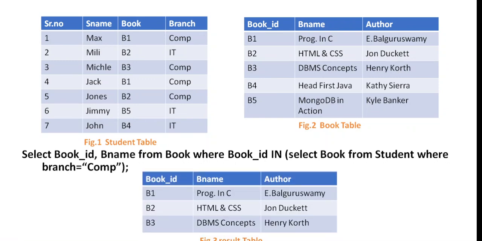Okay, so you will get this output, that is book ID B1, B2, B3, and the names of books. This will be your output, and the author names. So this is how a nested query works, and these are all the types of independent nested query, because the execution of the inner query is not dependent on the execution of the outer query, and whatever result you get from the inner query will be used in the execution of the outer query.